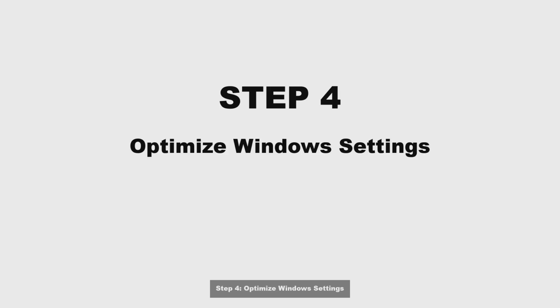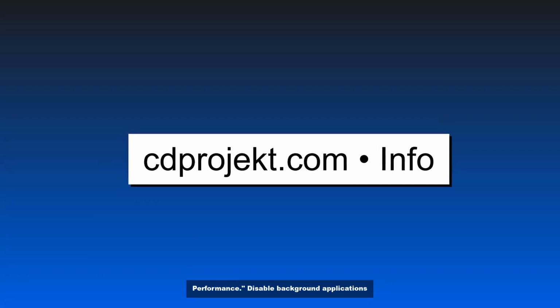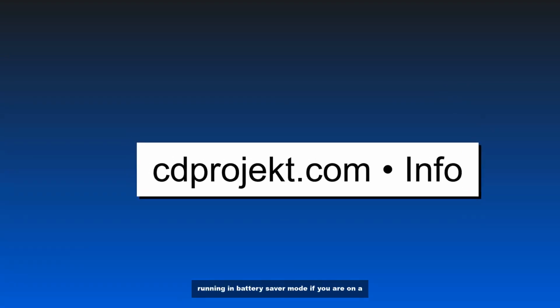Step 4. Optimize Windows settings. Adjust your Windows power settings to high performance. Disable background applications that may consume resources while playing. Additionally, ensure that your system is not running in battery saver mode if you are on a laptop.